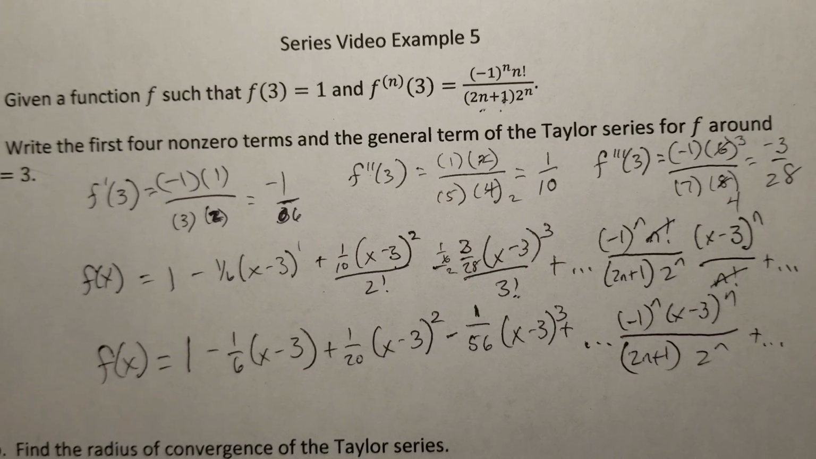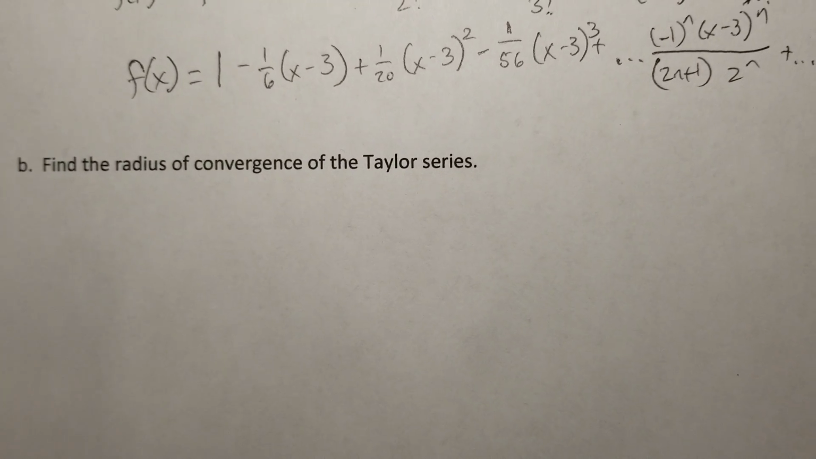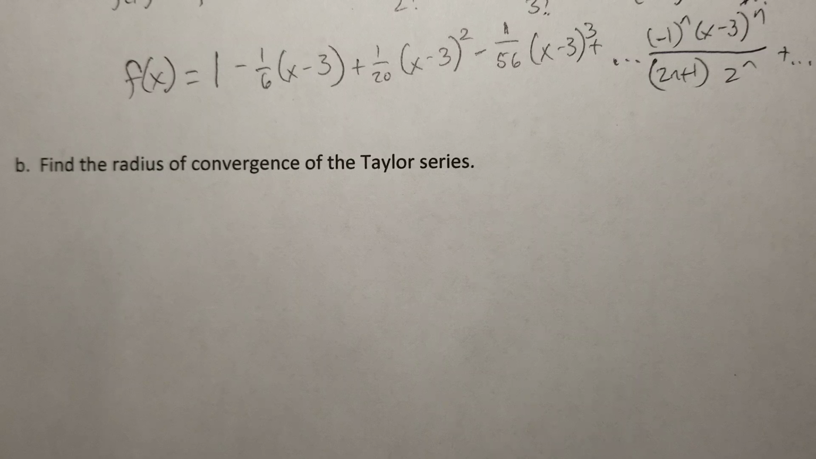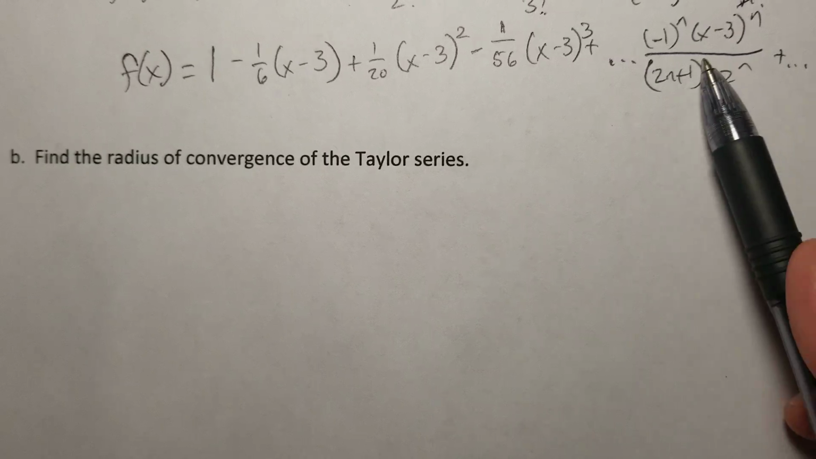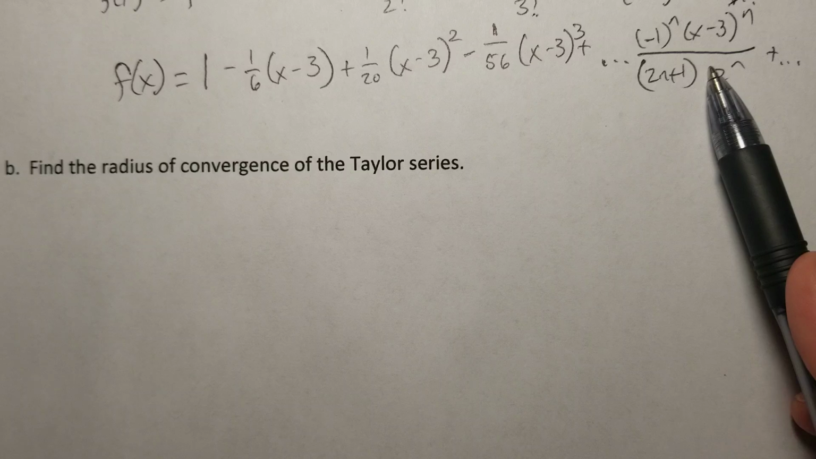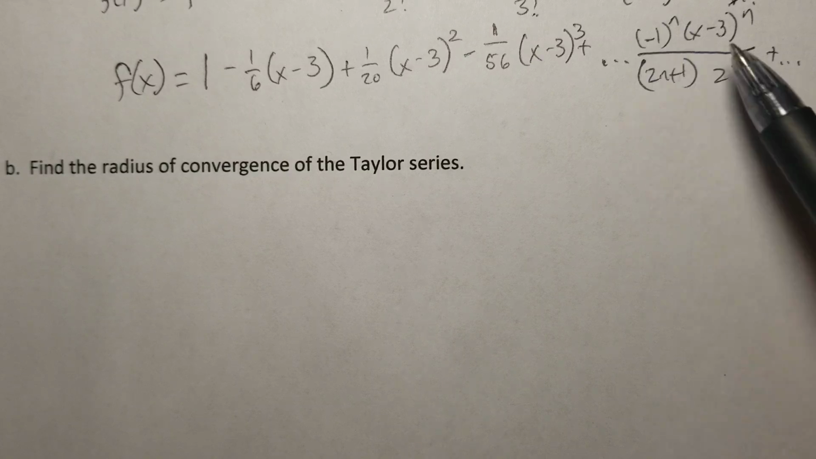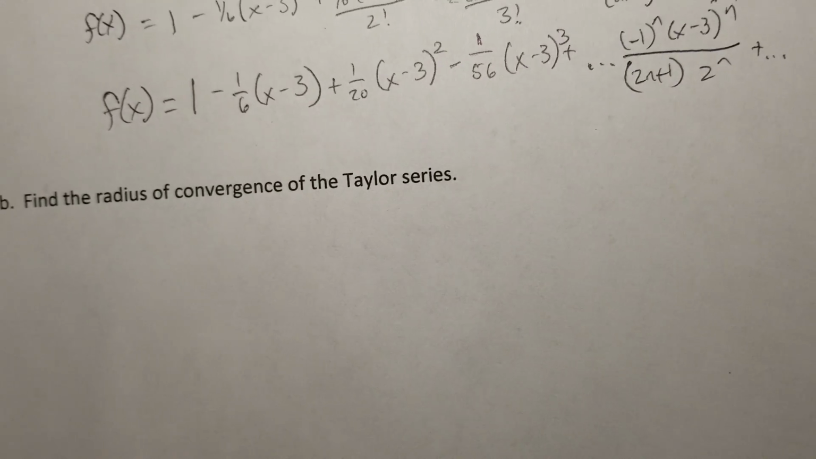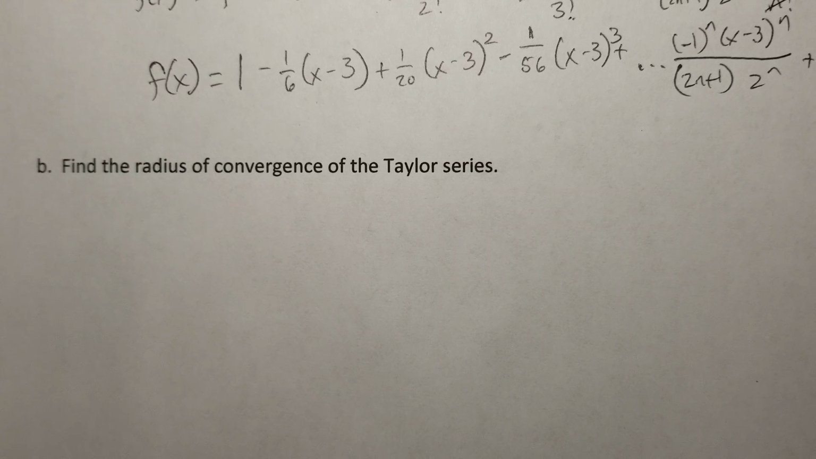All right, let's go ahead and jump down to B. B says find the radius of convergence for the Taylor series. So what we have up here is our nth term, right? And I'm going to use the ratio test to be able to see what that is going to give us.